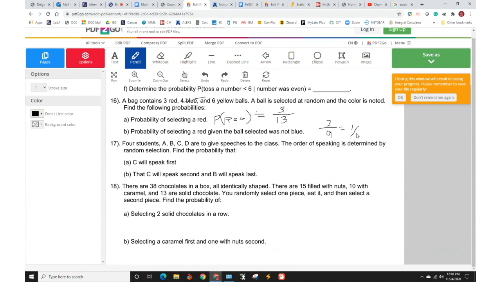Personally, I don't think that's a really good question. I should have said, generally you would do that with something like each ball also has a number on it. And then you could say, given that they're not blue, what's the probability that it's an even number, something like that.